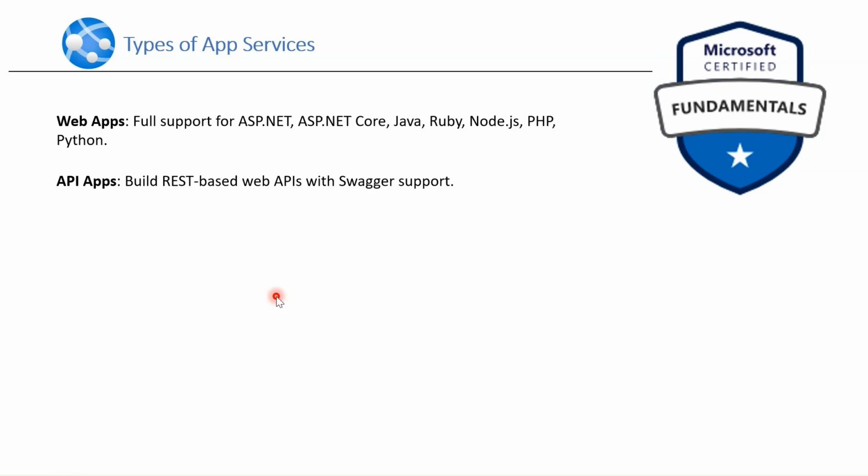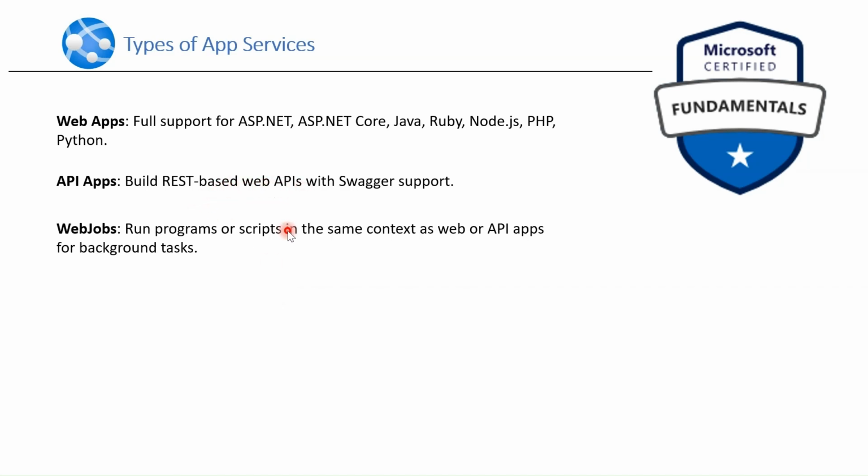API apps is also one of the app services that builds REST based web APIs with Swagger support. Then web jobs run programs or scripts in the same context as web or API apps for backend tasks. So web jobs is, let's say you want to run a program or a script for a web or API app, you can use web jobs, which is also a part of app service.